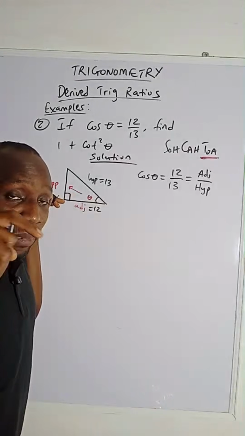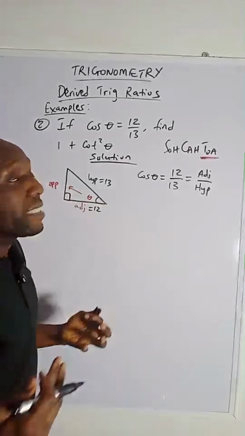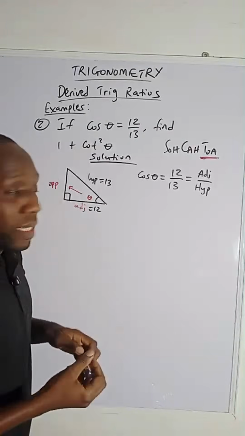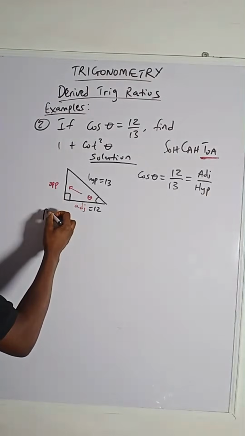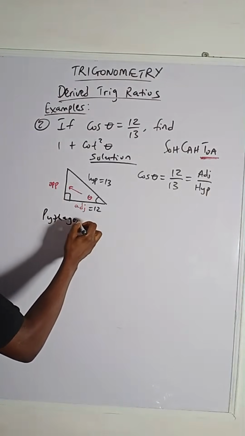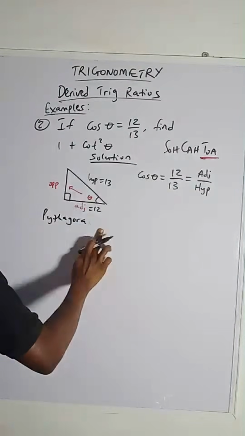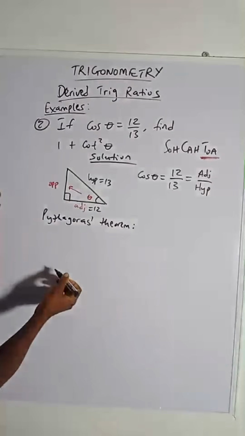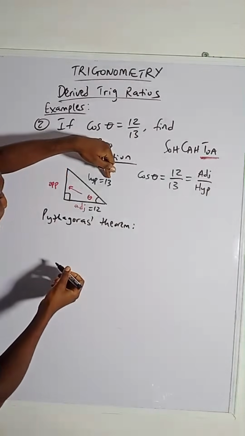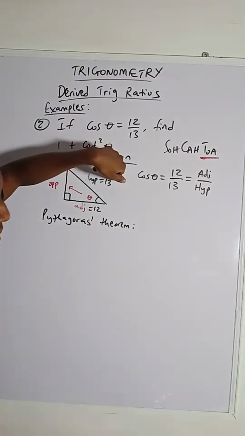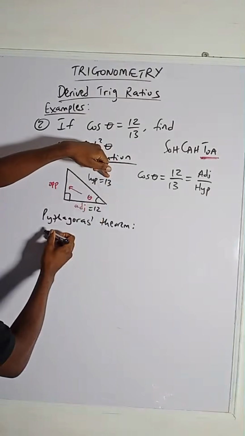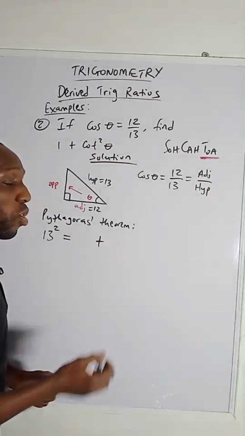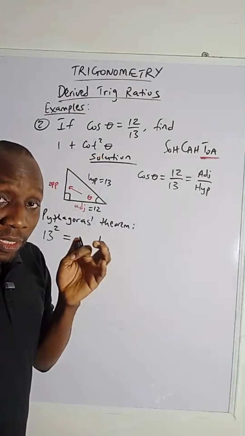For those of you who have been attending this lesson, you know that we can use Pythagoras theorem to get the third side. Pythagoras theorem is going to be what? The square of the longest side, the side facing the right angle, is equal to the sum of squares of the other two sides.